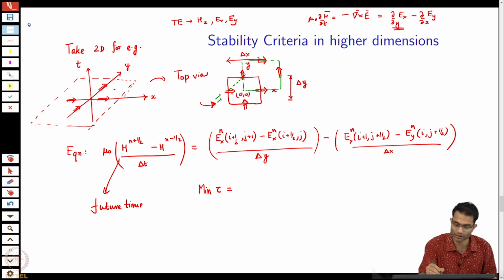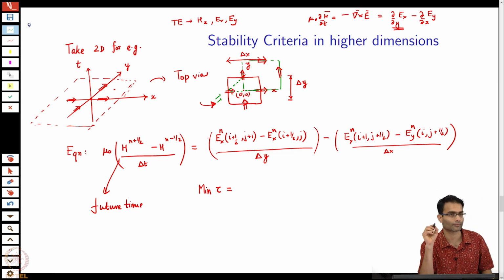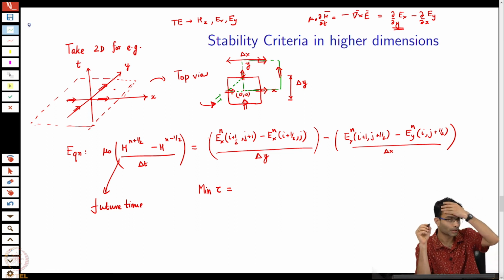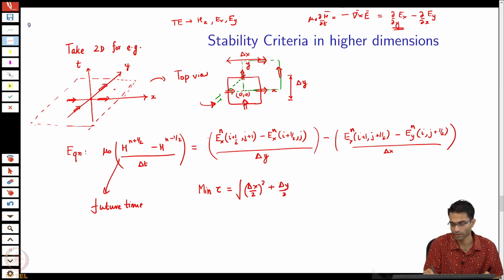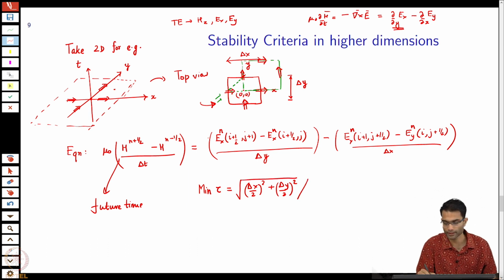then this is the shortest, because this is longer than, for example, this distance, right, because it is on a diagonal. So, how much is this distance equal to? So, delta x, delta y is the grid spacing, delta x by 2 whole squared plus delta y by 2 whole squared, divided by speed of light.